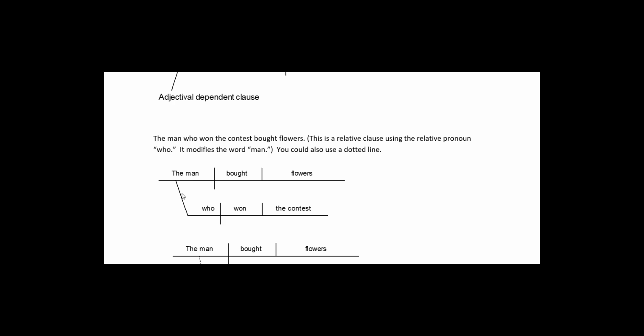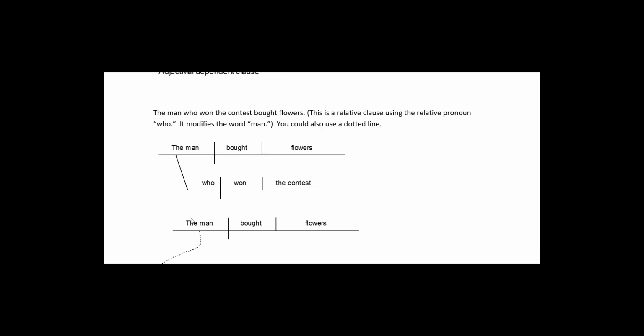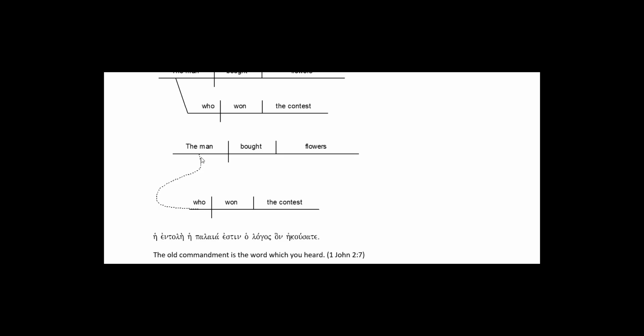Now see, I've done it here with this straight line. You can also do it, if you prefer, with a dotted line, showing that this is a different clause, but it's connected. It's modifying the man. Still the same structure here. Who won the contest? It doesn't matter to me which you prefer. At the end of the day, the reason you're doing this is to think through the text more clearly, to think about relationships, and so do it in a way that helps you to do so.